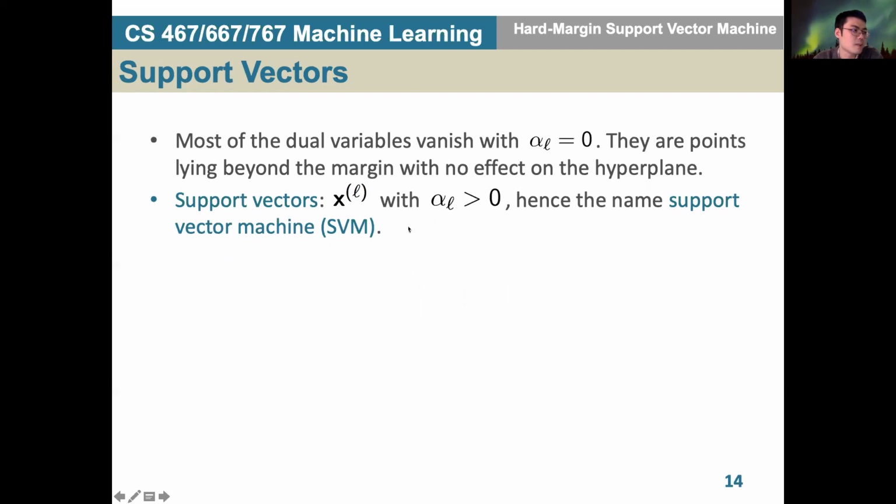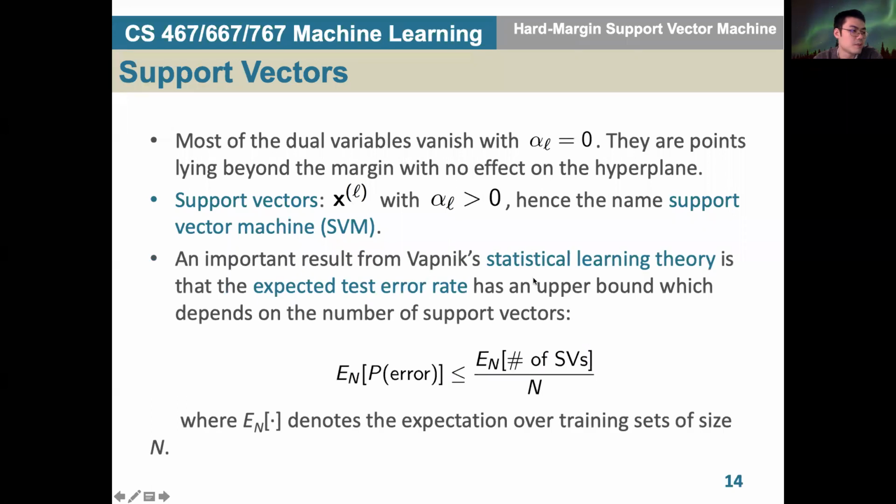And that's why we call it a support vector machine, because using those data point vectors you can define the hyperplane. You don't need all the points. So the support vector machine is very space efficient when you save the model. Another thing is that we really want a simple model, so you don't want too many support vectors.